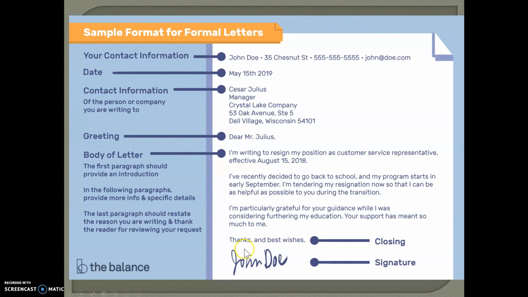Now, your closing is this line right here where it says thanks and best wishes. You can also have sincerely, which is a really common one. All my love would be another one. However you're signing off. If we were a YouTuber, it'd be the phrase we sign off with. And then the last thing is the signature, which is literally the person's signature. This one's John Doe. John Doe, it's very generic, but you get the idea. It would be your personal signature.